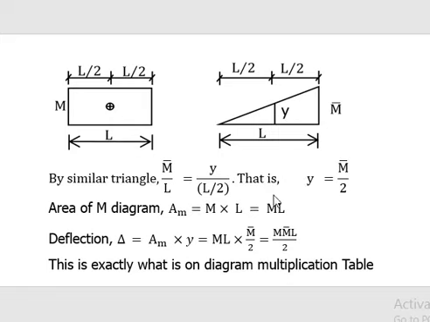The similar triangle theorem is also employed to find the value of y. After getting the value of y, you find the area of this rectangle. Then multiply the area of this rectangle with y. After we've done that, we get the equation, which is exactly as we have in the table.